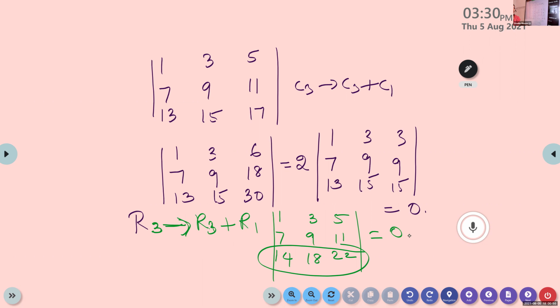You have to do some row or column operations. Finally, if we get 2 rows or 2 columns identical, value will become 0.